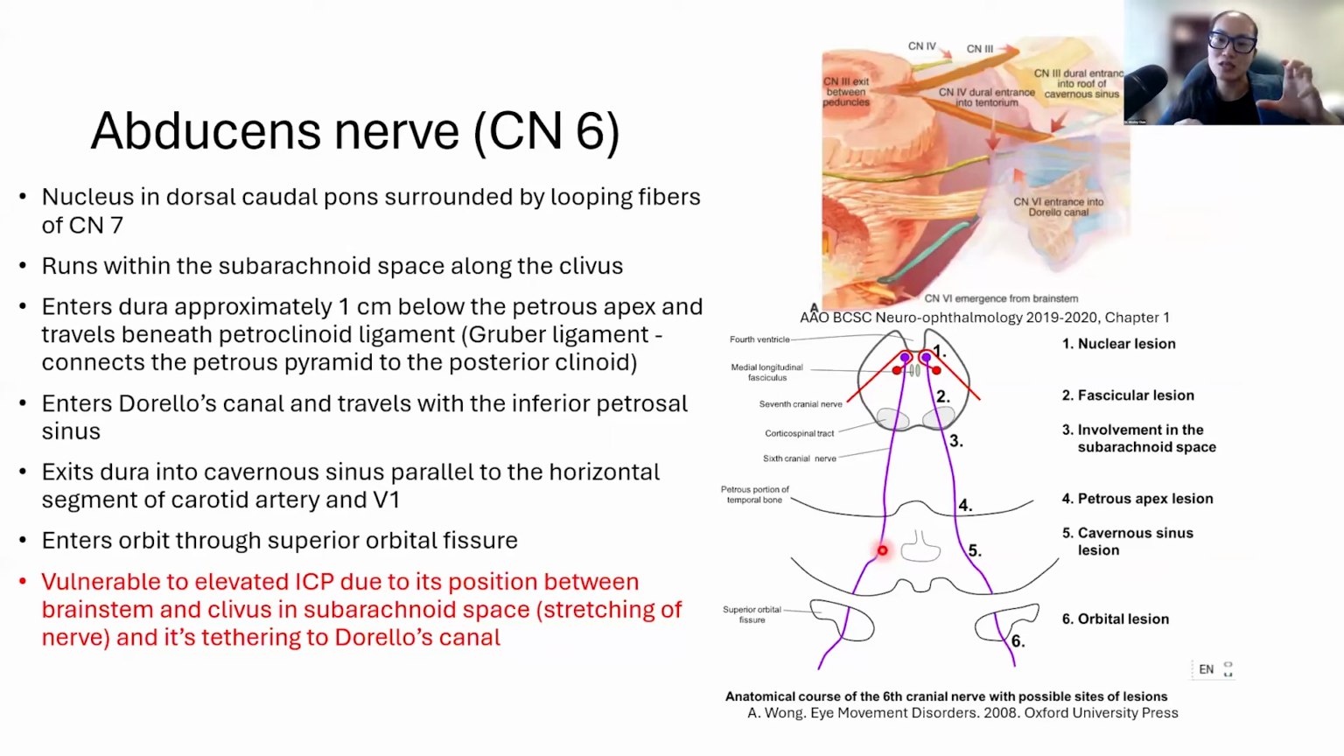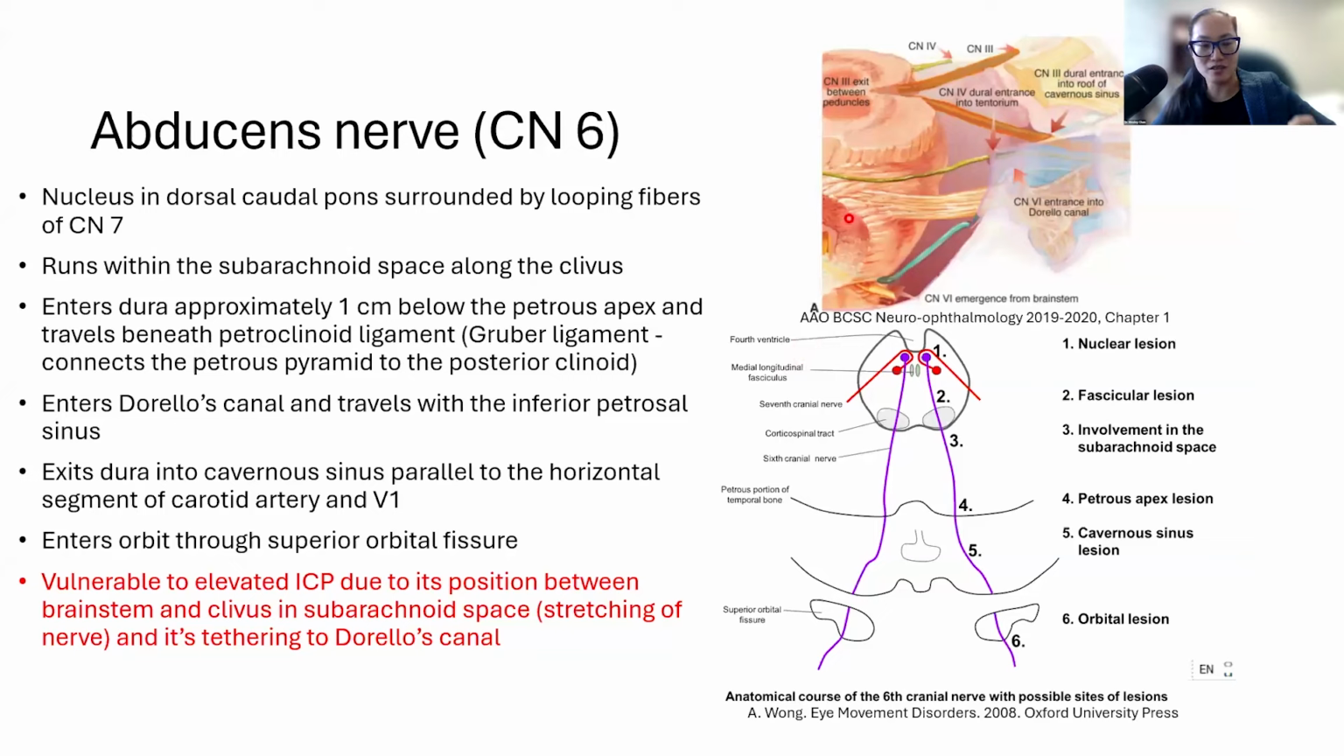Cranial nerve 6 is the only one that is in the cavernous sinus, right beside the ICA, the internal carotid artery, and then enters the orbit through the superior orbital fissure. Now, a question that comes up all the time is: why is it cranial nerve 6 that is the most vulnerable, and you get a cranial nerve 6 palsy when you have elevated intracranial pressure? And that has to do with its anatomy.